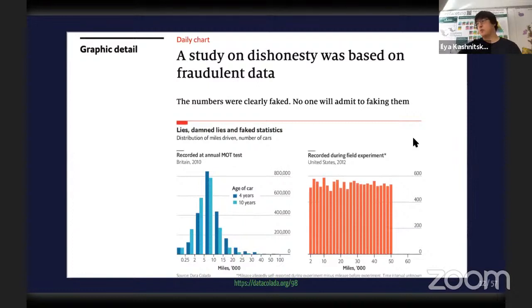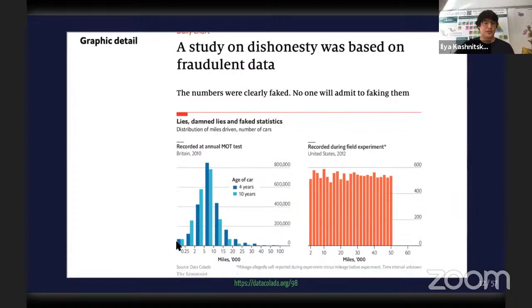Yeah. So in this particular experiment, well, you can read about the whole story, but he used data on the mileage driven by cars. On the left here, you can see a pretty normal distribution that you would normally see in real data of that kind. And on the right is the distribution of the values that were used in his experiment. And this clearly comes from a uniform distribution. It's absolutely impossible that such a distribution would reflect real-life mileage driven.